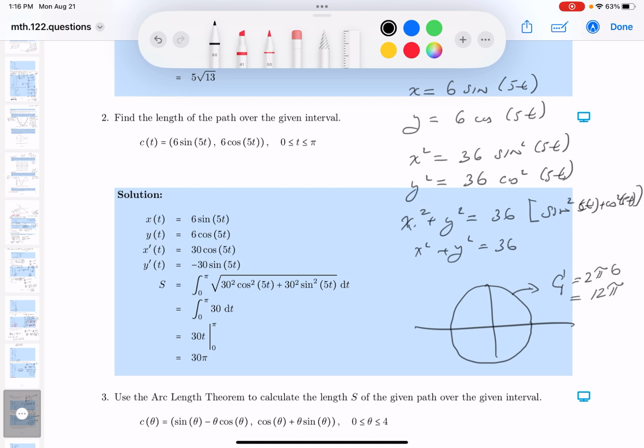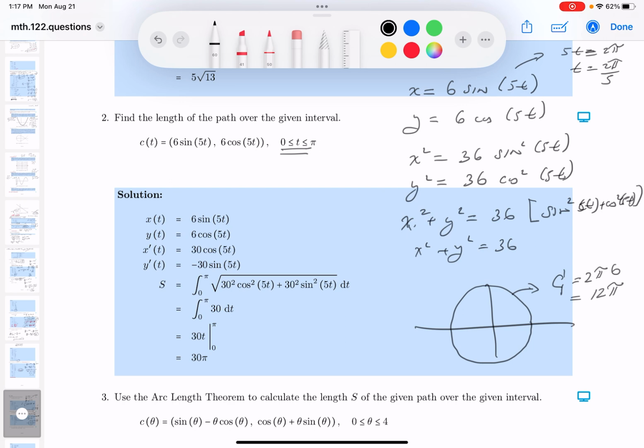All right? 12 pi. Now, the problem for a lot of students is how many times is it going around? Well, if you thought about it, and again, I want to point out, I know the cycle of this thing over here: 5t equals 2 pi. You get the idea, right? And t equals 2 pi over 5. So it's going to complete a cycle for the sine, starting at 0, it cycles through to 2 pi over 5.